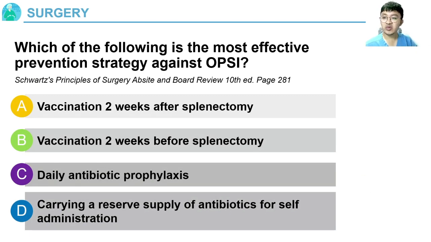Next, which of the following is the most effective prevention strategy against OPSI? What's OPSI? Overwhelming post-splenectomy infection. So the most effective prevention strategy against OPSI is vaccination 2 weeks before splenectomy, especially if this is an elective case. Okay.